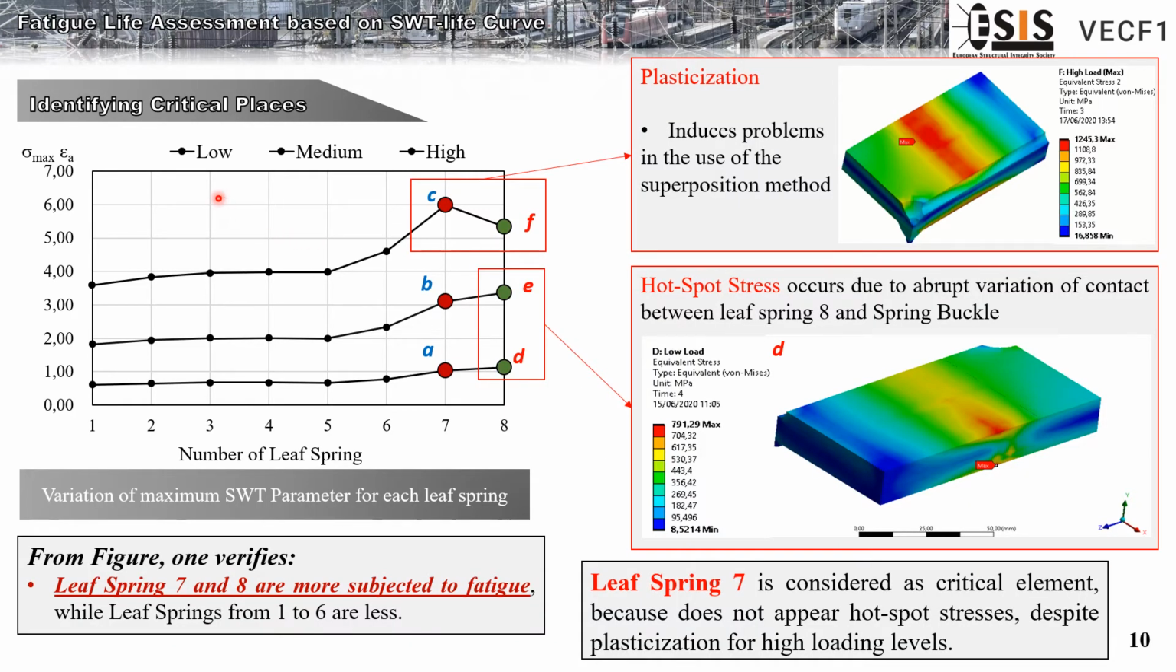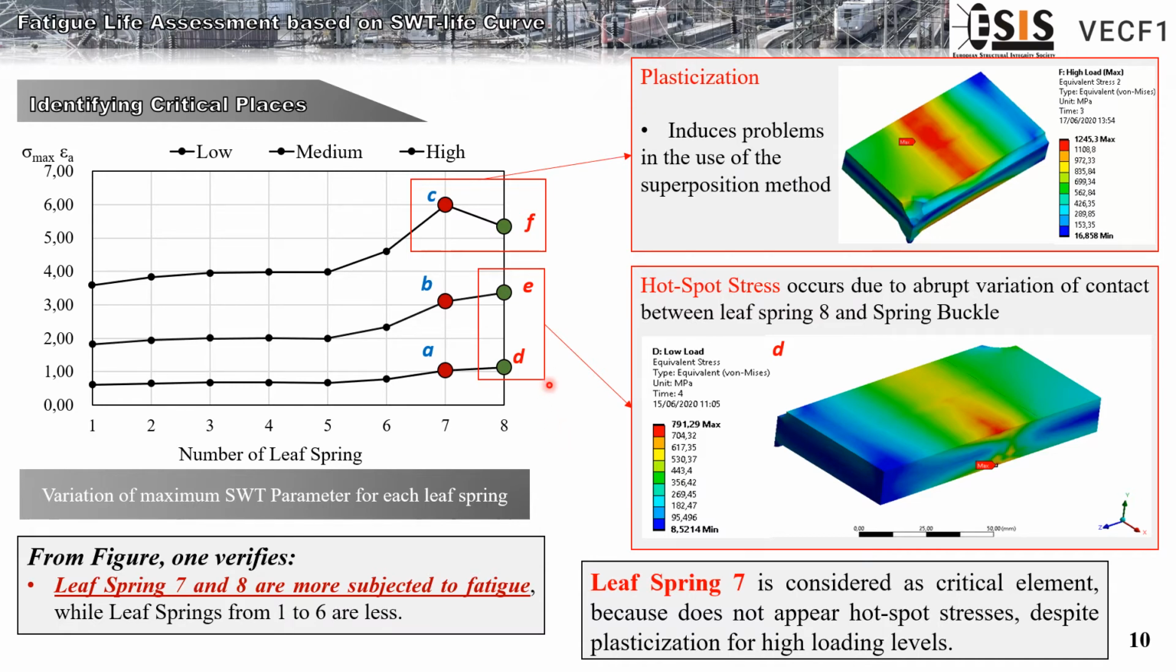After analyzing each loading condition, we can conclude that the critical places are on leaf spring 7 and 8 by analyzing the SWT parameter. But now we want to understand what is occurring at these points.